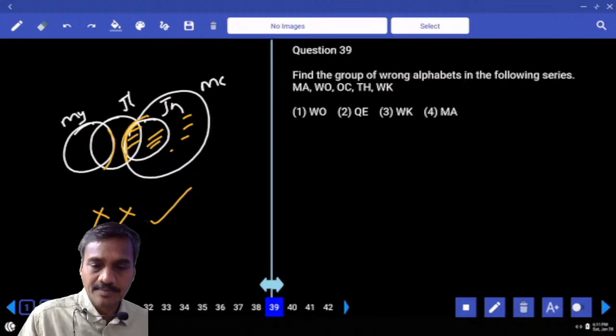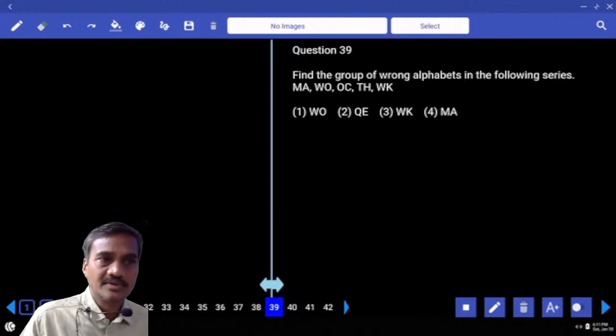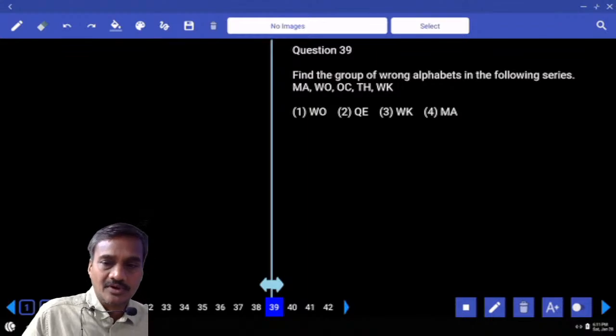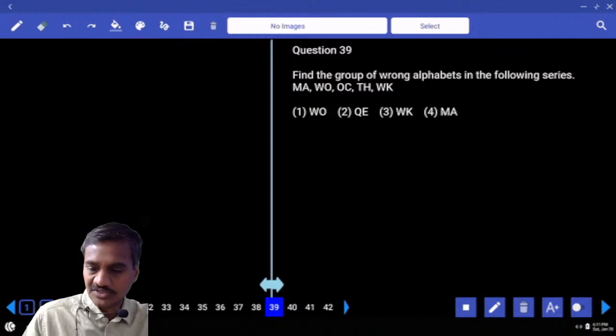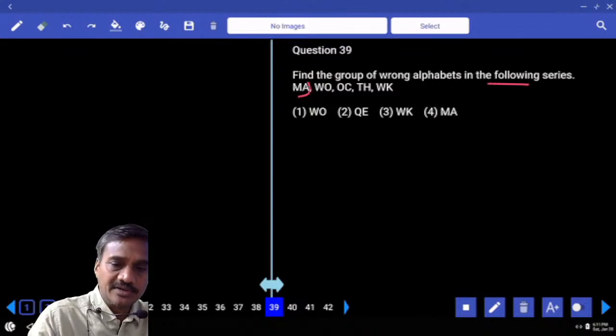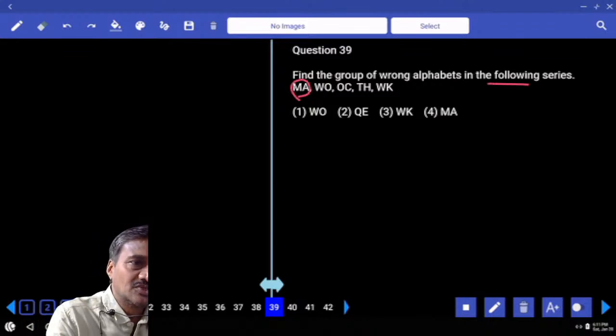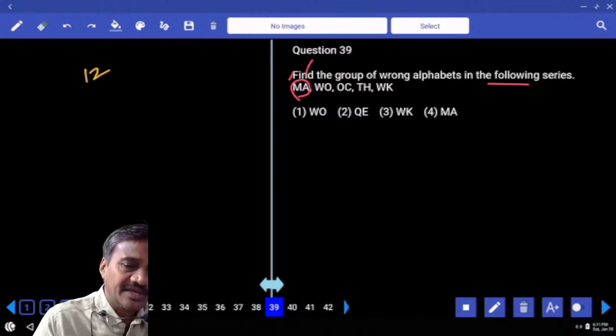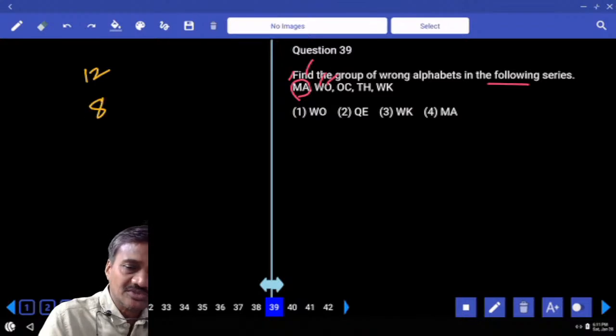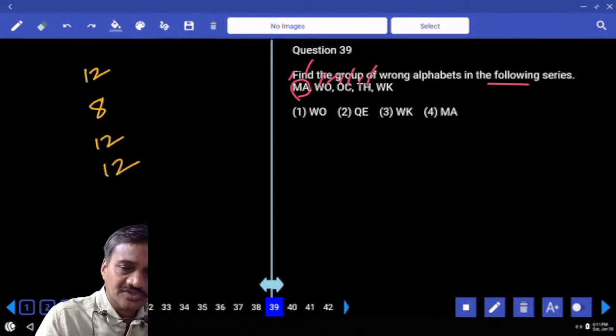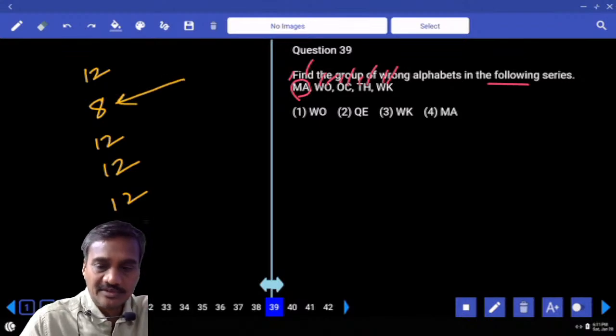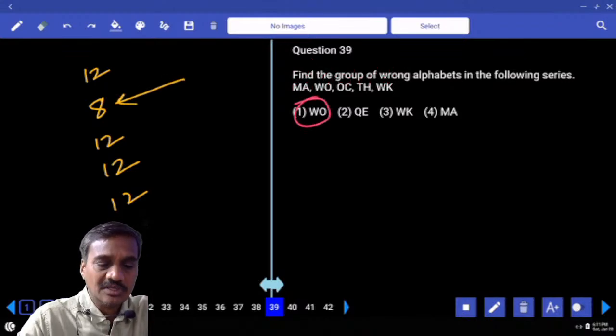The next one 39. Now find the wrong alphabets in the following series. Now in this one, M and A, what is the difference between these two? 12. The value of M is 13, A is 1. Now here 23 and 15. Here the difference is how much? 8. Now 15 and 3, difference is 12. 20 and 8, difference is 12. 23 and 11, difference is 12. Except choice 2, the remaining have a difference of 12 between the elements. Here it is 8, that is the odd one, choice 1.